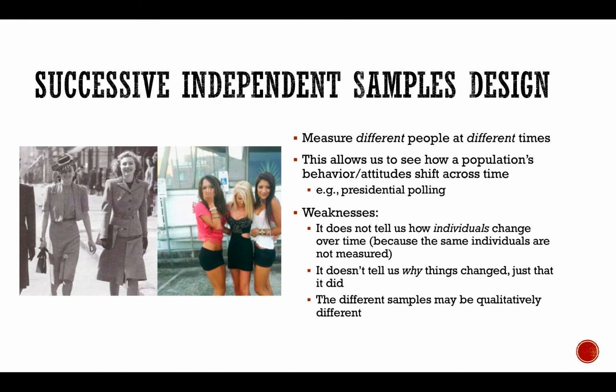The weakness of this is it does not tell us how individuals change over time, because the same individuals aren't measured. And it doesn't tell us why things are changing, just that they are changing. Then you have to kind of hope to identify why. And finally, the different samples may be qualitatively different. So if you're asking a question of people in the 1980s, you might say, how righteous do you feel?